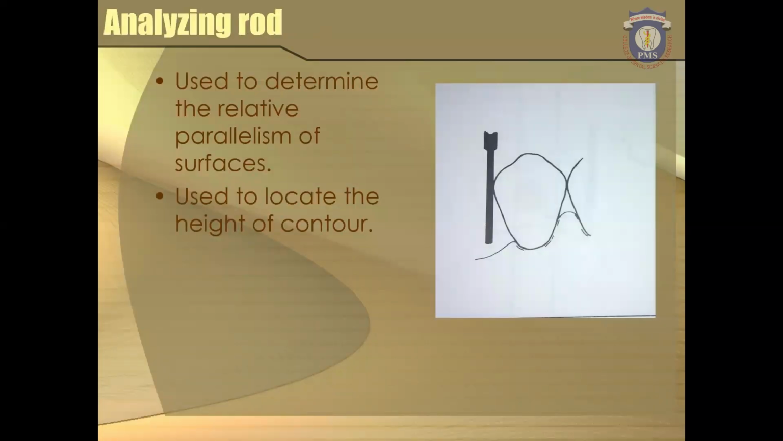So what is the analyzing rod used for? Analyzing rod is used to determine the relative parallelism of the surfaces. See, the first and foremost need for the successful insertion of the prosthesis is the relative parallelism of the abutment teeth. We need to ensure that before fabrication of the prosthesis. If at all there is no parallelism, you need to achieve parallelism of the abutment teeth. Okay, so the analyzing rod will help in identifying the relative parallelism of the surfaces. Also, it is used to locate the height of contour.